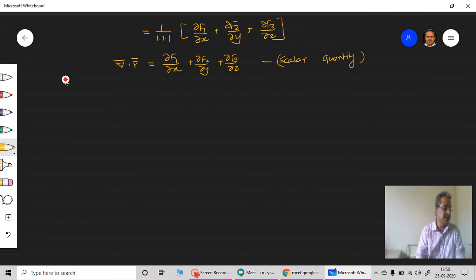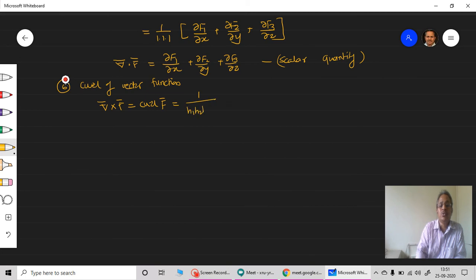Okay, that is this. Now let's go for curl, gradient, divergence and curl. This is my fifth operation or sixth. Number 6, curl of vector function. If you remember, yesterday we have given del bar cross f bar is called the curl of f bar, and by formula it is given by 1 upon h1 h2 h3, and there is a large determinant, which has as its first row h1 e1 cap.